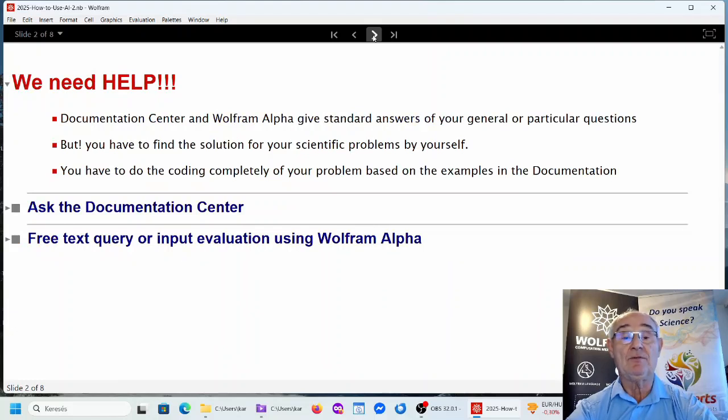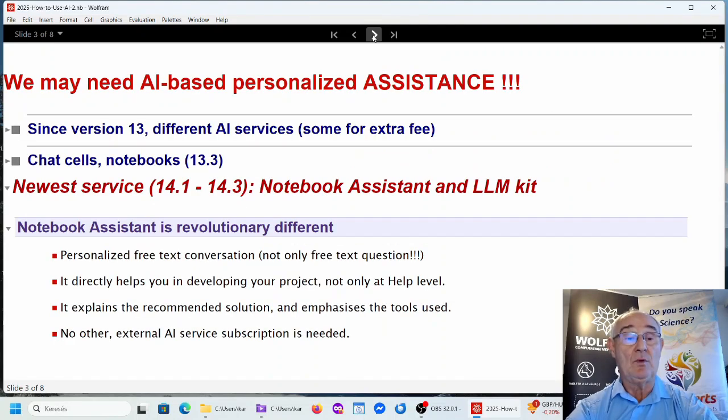The Documentation Center and Wolfram Alpha give standard answers to your general and particular questions, but you have to find the solutions for your scientific problems by yourself. You have to do the coding of your problem completely, based on the examples given in the documentation. We may need more special AI-based personalized assistance. This is available in Wolfram Mathematica now.